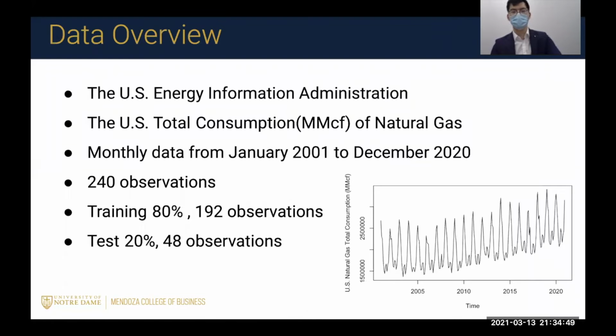The data we use comes from EIA and has the time range from 2001 to 2020. The data has monthly consumption and has a total of 240 observation points. And we use 80% of the data for training purposes and 20% for testing purposes.